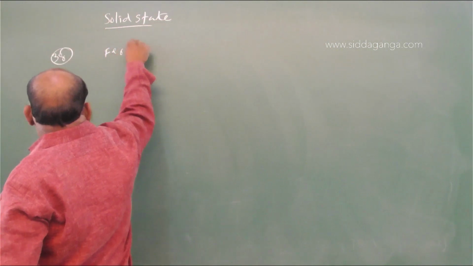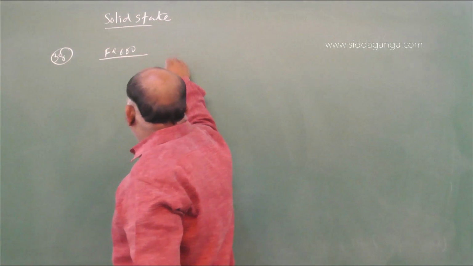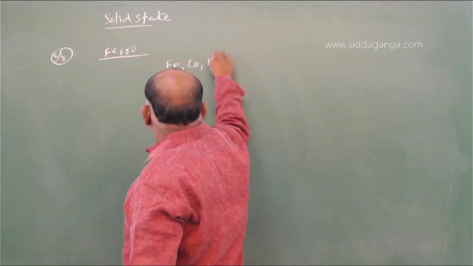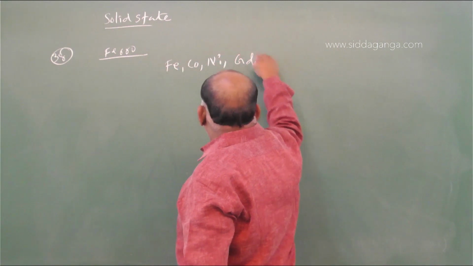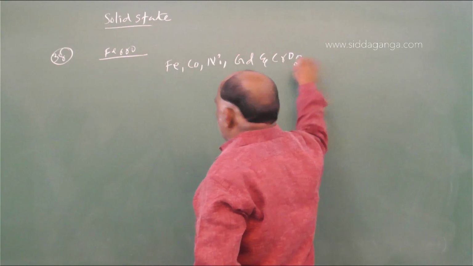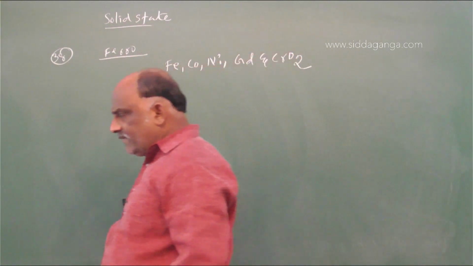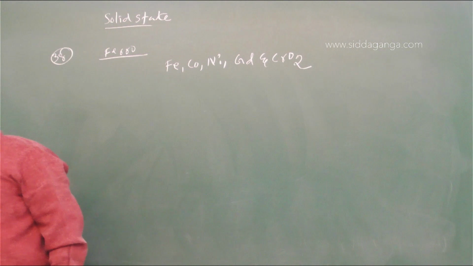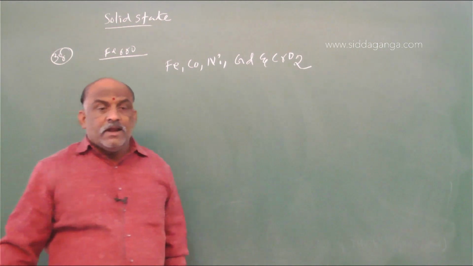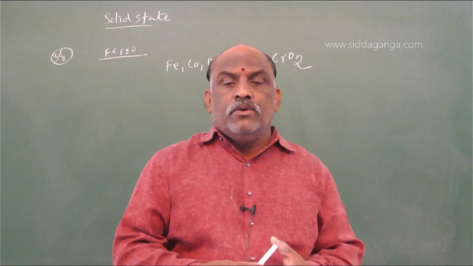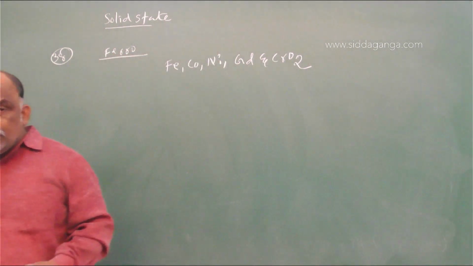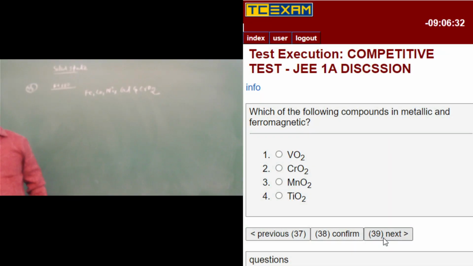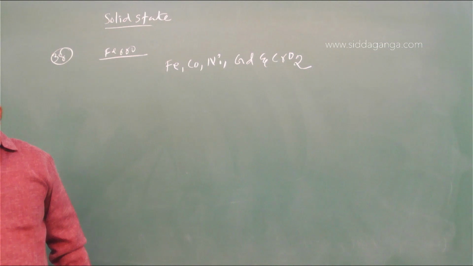Ferro: iron, cobalt, nickel, gadolinium, and CrO2. Go through the NCERT; this point was there in the NCERT. Iron, cobalt, nickel, gadolinium, and CrO2 belong to ferromagnetism. This is a direct question, concept background. So the answer is CrO2.